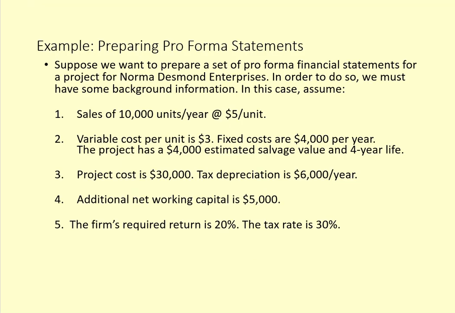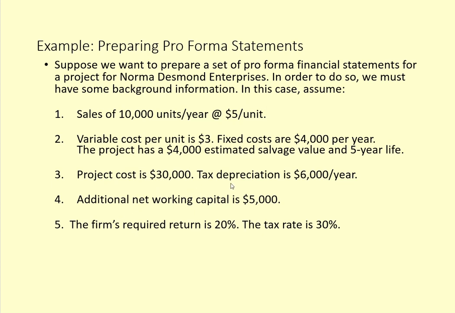Let's go ahead and put together a set of pro forma financial statements. In our example, we're going to assume the firm sells 10,000 units at $5 a unit. Our variable cost will be $3 per unit. We'll have fixed cost of $4,000 per year. We're estimating a salvage value of $4,000 at the end of the project. Estimated 5-year life. We've got a project cost of $30,000.